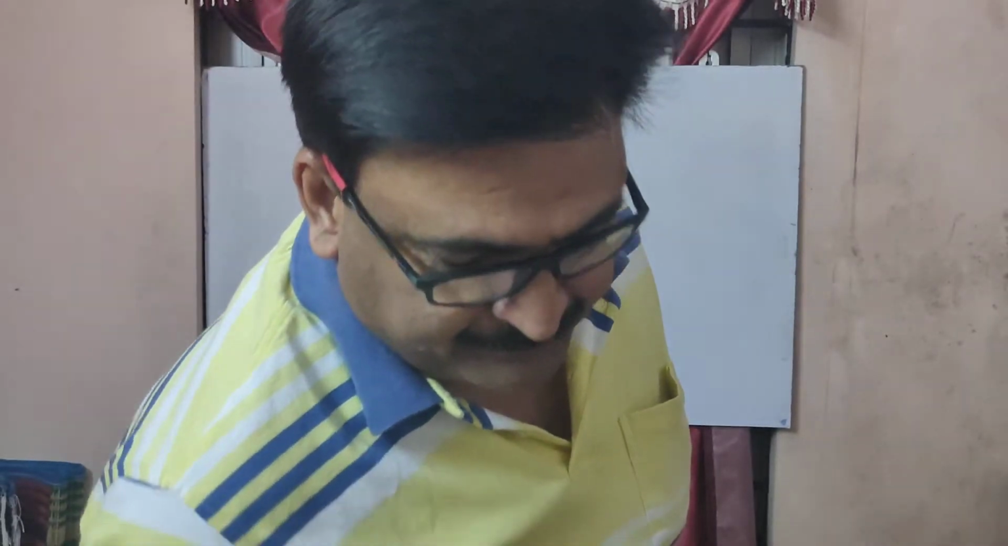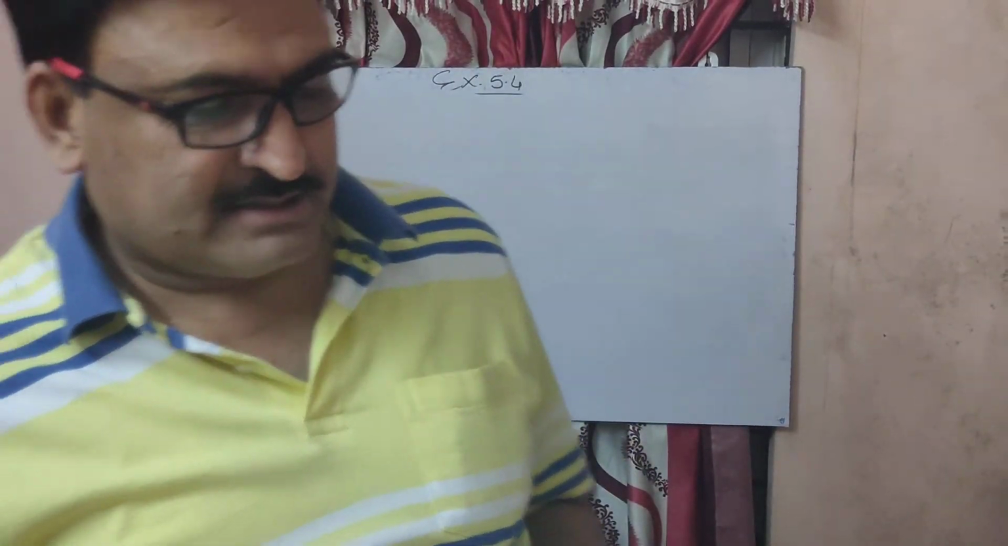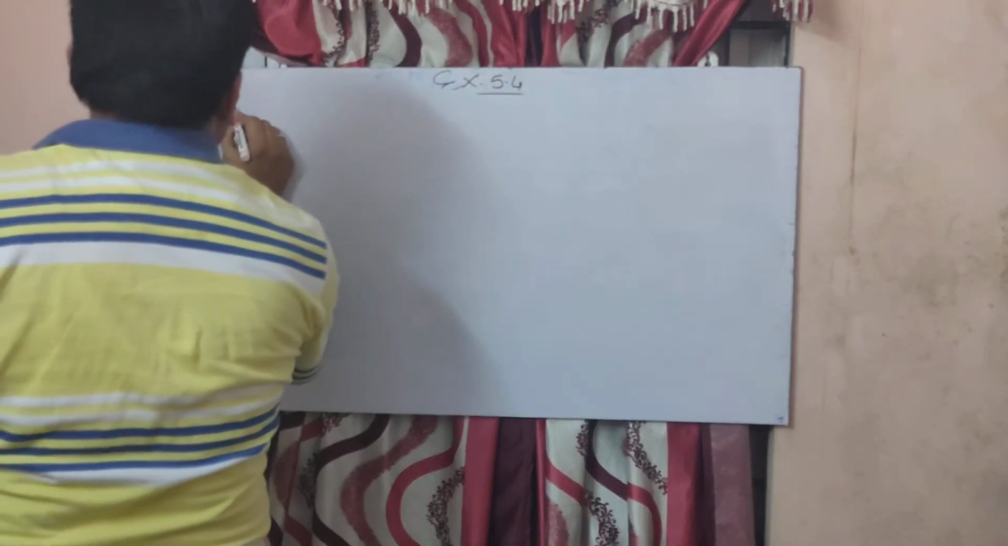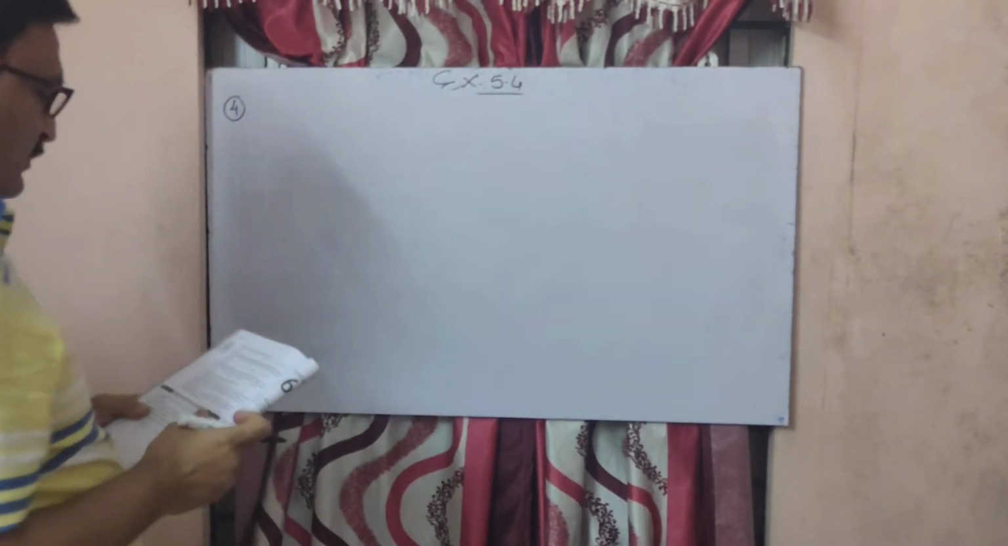Good morning, students. In the previous class, we were doing exercise 5.4, and it will be the last exercise of this chapter on squares and square roots. In that, we have completed 3 of the questions, and we'll do the 4th one now. So what is the question now?